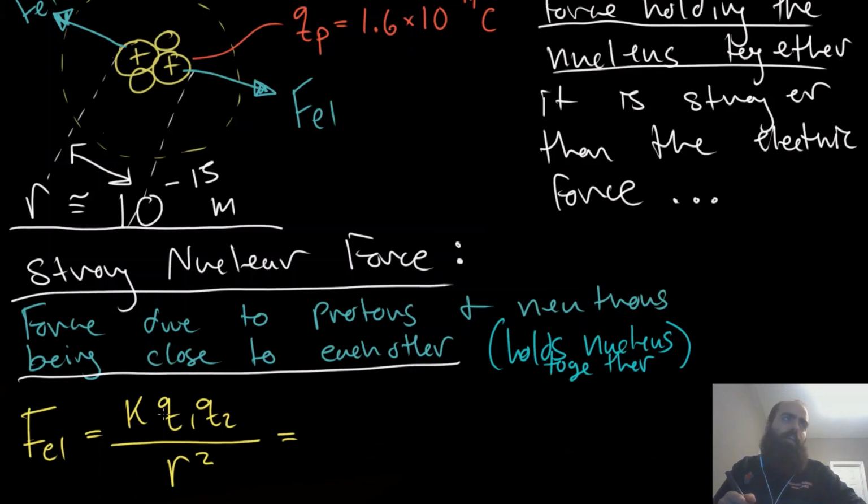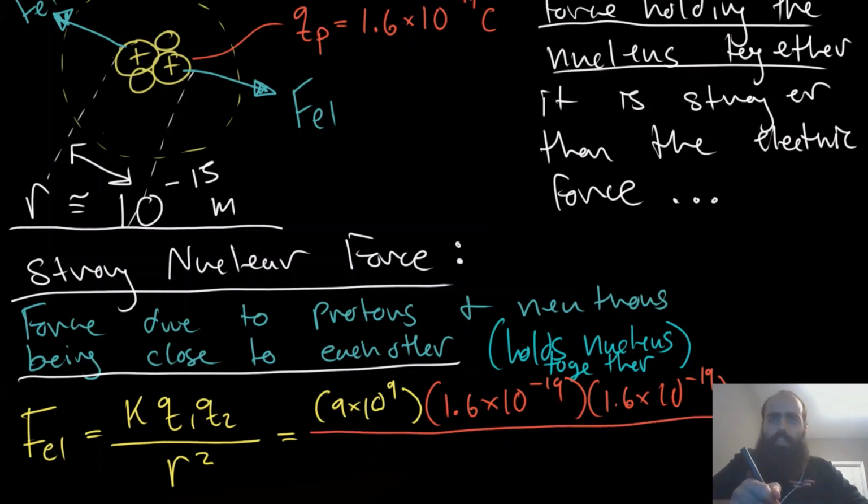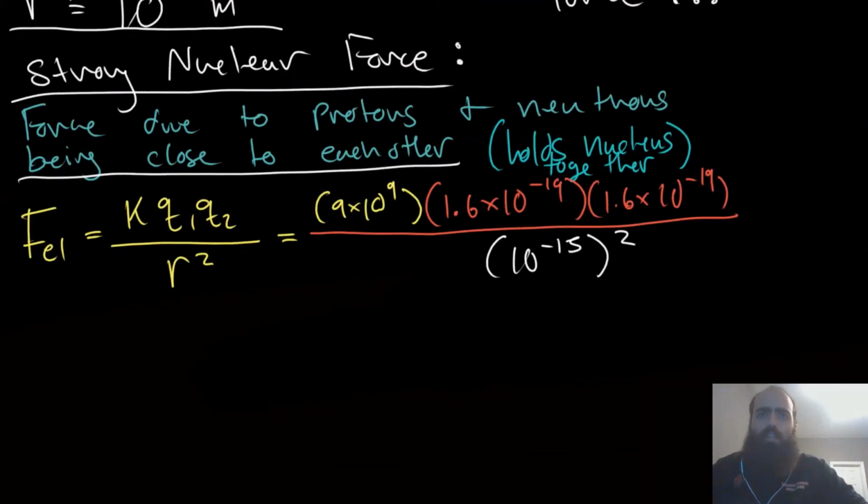The value for k, if you remember from that class, was 9 times 10 to the 9. Then we've got those two charges, and each charge has a value of 1.6 times 10 to the negative 19. There are two protons which have the same charge, so both of those charges are going to have the same numerical value. And then the distance between them was 10 to the negative 15. That distance is squared in my formula, so I have to remember to square it here as well. And if I plug all of that into my calculator, that's how I would find my answer.